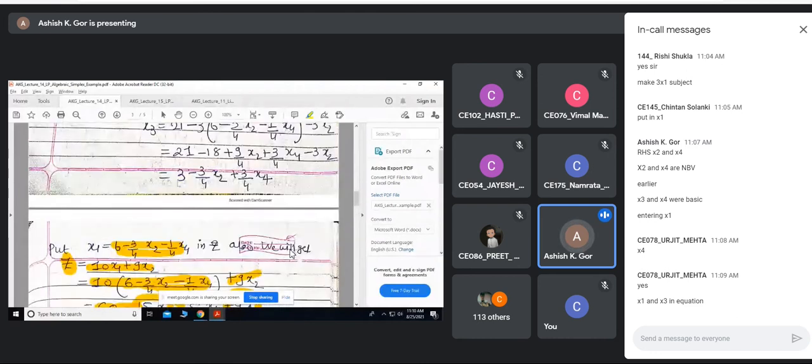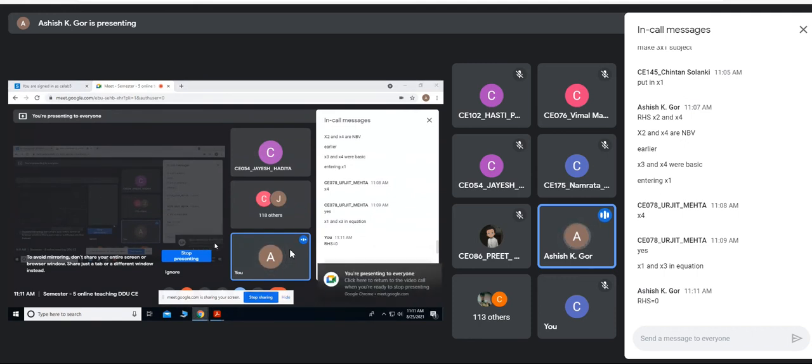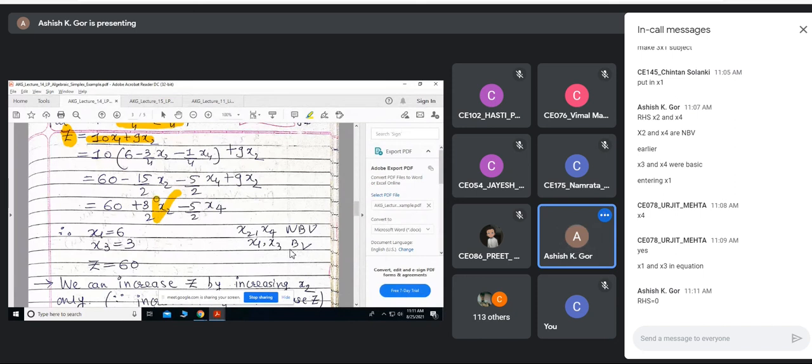Now see how to read this. Interpretations are very important. You know how to do this mathematics easily. The interpretation is that whatever is on the right hand side, if you set it to 0, I get a solution, because the right hand side variables are non-basic. So x2 and x4 are non-basic. Let us put them to 0. If I set x2 to 0 and x4 to 0, I get z equal to 60.